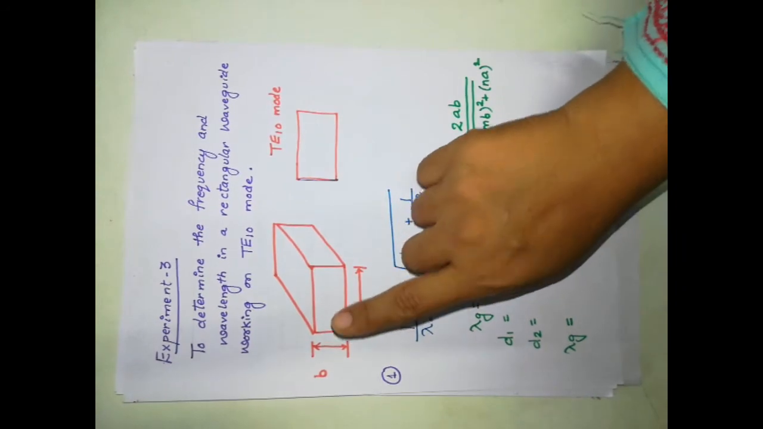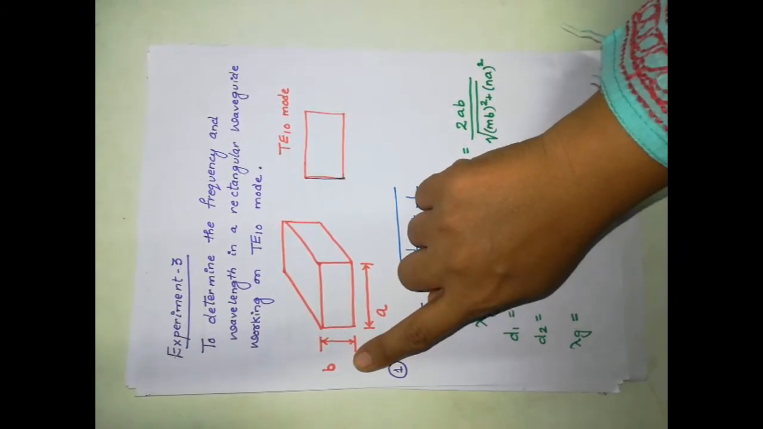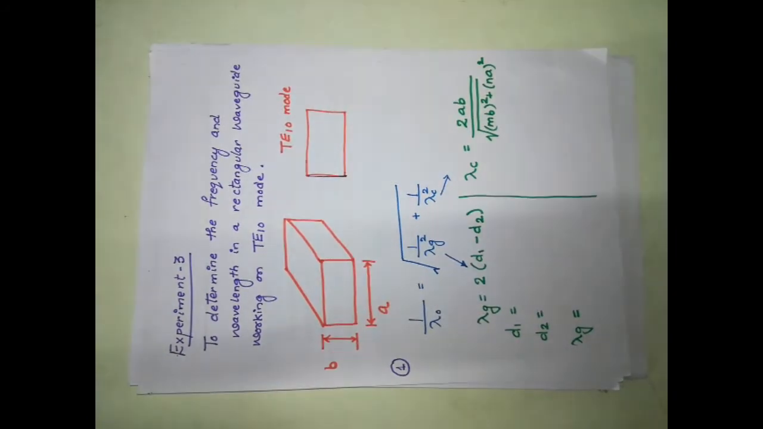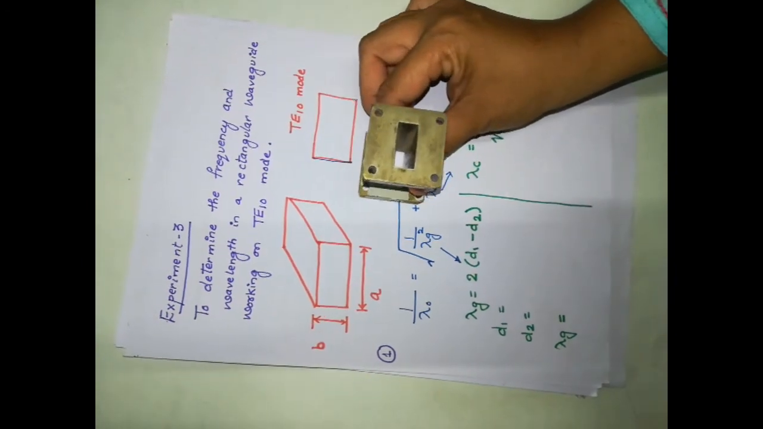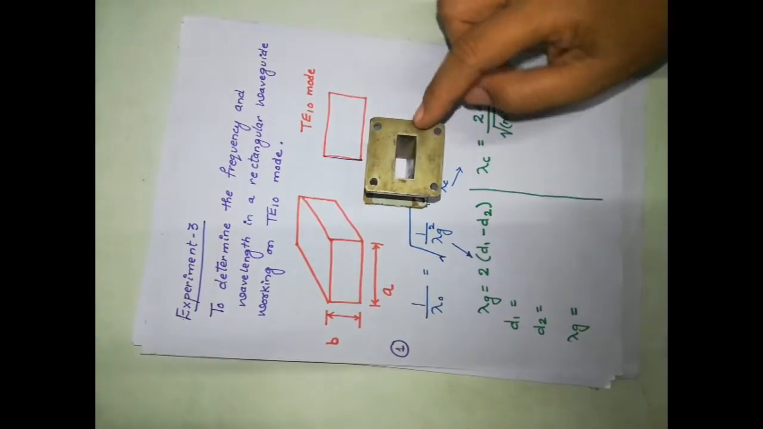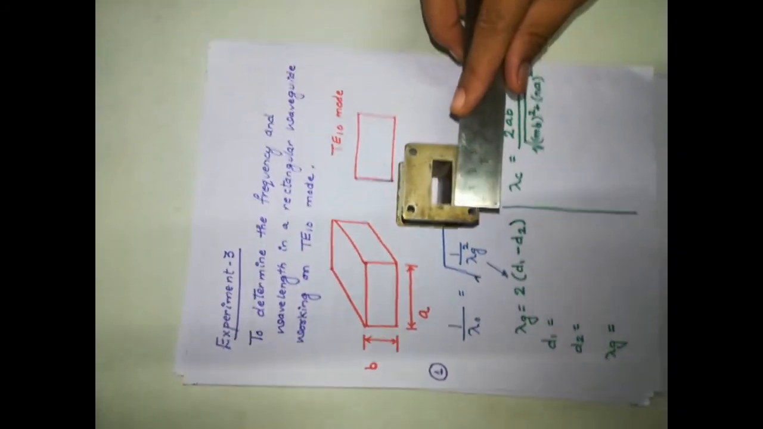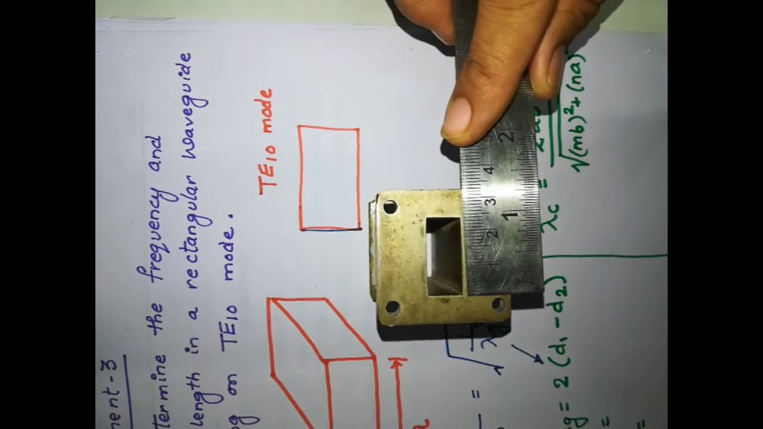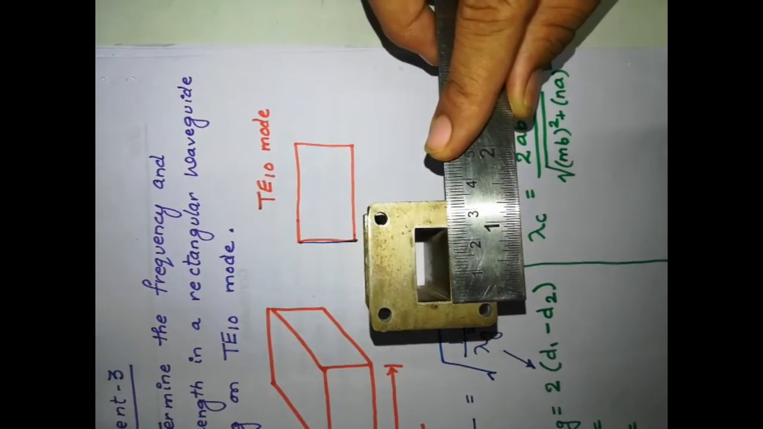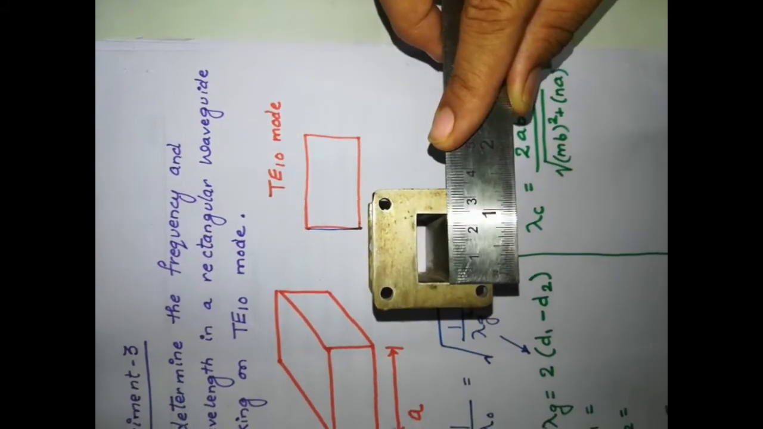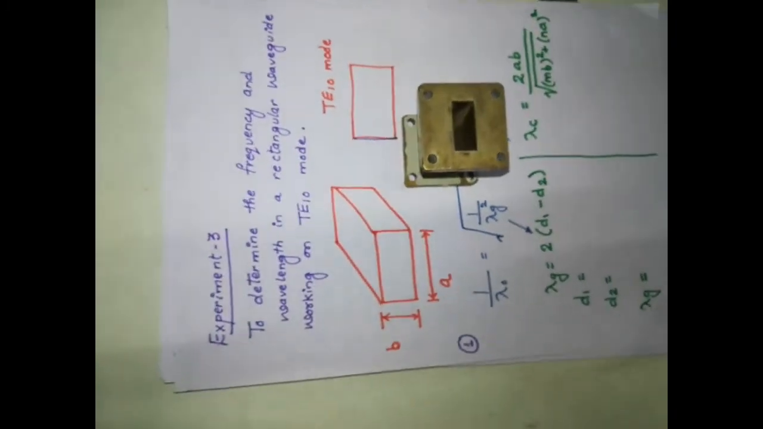So first of all, let us calculate the broader dimension as well as the narrower dimension of the rectangular waveguide available in our laboratory. So we are going to calculate this value as well as this value. So let us calculate these values. Let me put a scale over here. The value is 2.4 centimeter. So I am writing it over here.